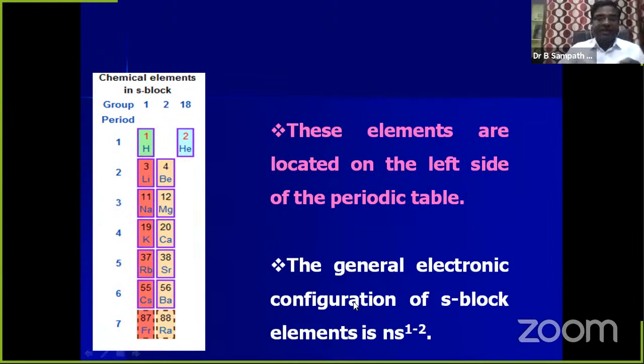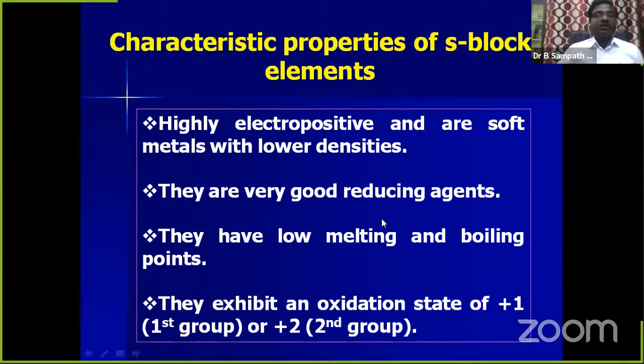The general electronic configuration of s-block elements is ns1-2. So this is the general electronic configuration of s-block elements. Now, what are the characteristic properties of s-block elements? See children, let us see the characteristic properties. They are highly electropositive and soft metals with lower densities. They are very good reducing agents.